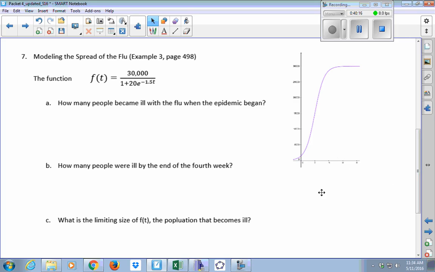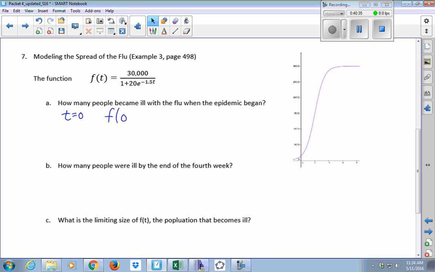Okay. So let's see how we'd answer this question. How many people became ill with the flu when the epidemic began? So what do I substitute in for T here when I want to know when the epidemic began? What value of T do I put in here? 0, right? Because we're looking for the initial amount.